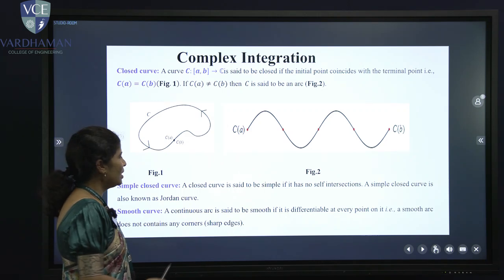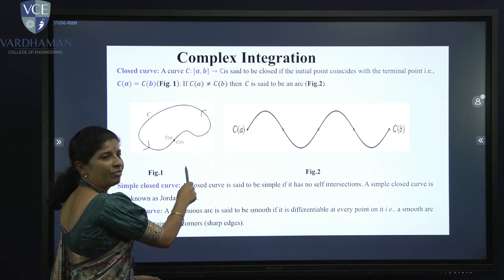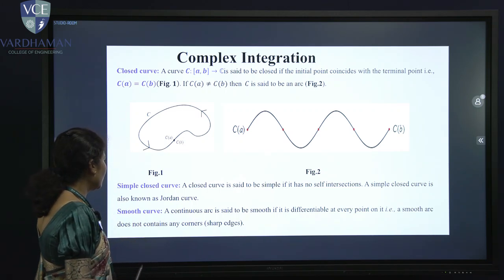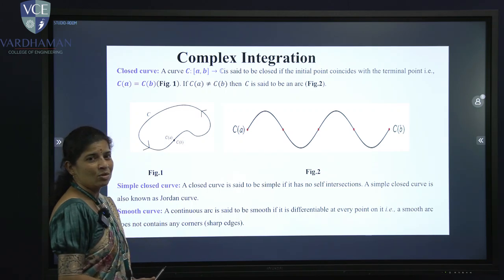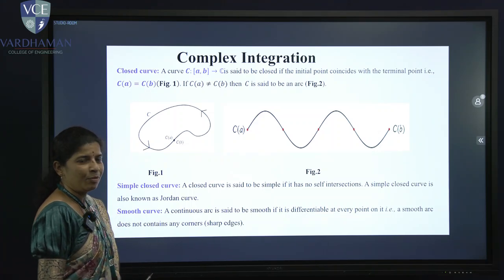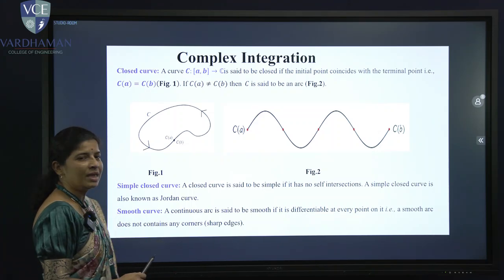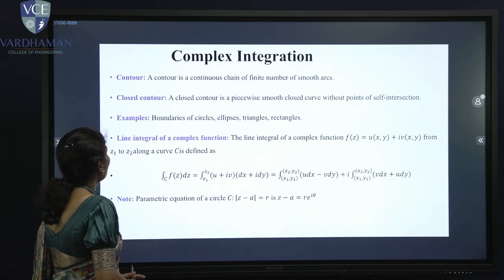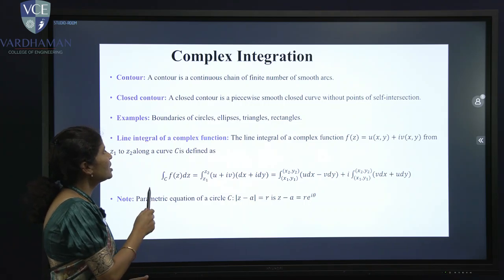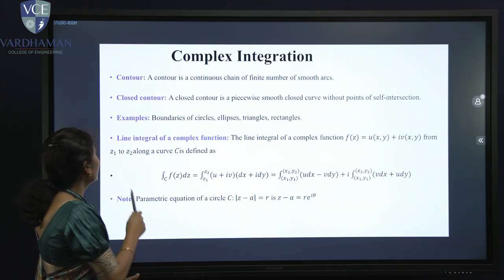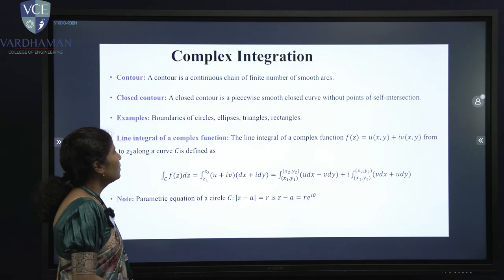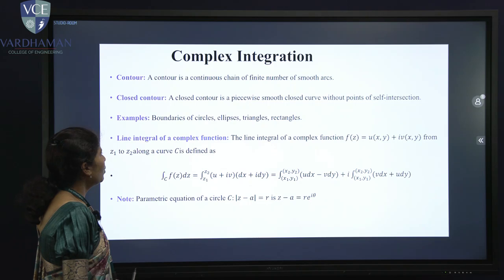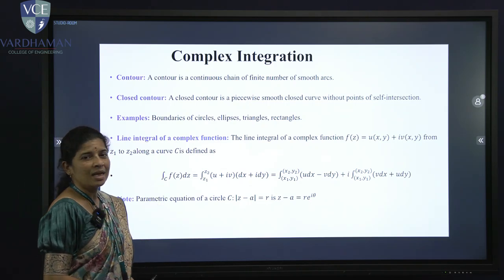Simple closed curve: a closed curve is said to be simple if it has no self intersections. A simple closed curve is also known as a Jordan curve. Smooth curve: a continuous arc is said to be smooth if it is differentiable at every point. That is, a smooth arc does not contain any corners or sharp edges. Contour: a contour is a continuous chain of a finite number of smooth arcs. A closed contour is a piecewise smooth closed curve without self intersections. Examples are the boundaries of circles, ellipses, triangles and rectangles.